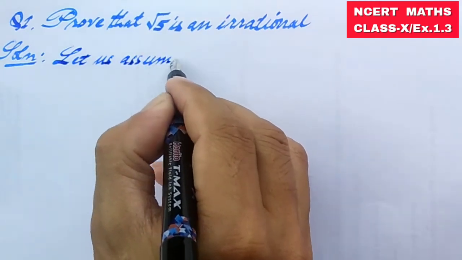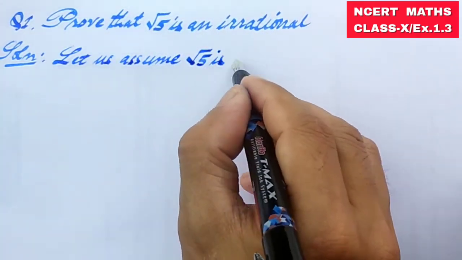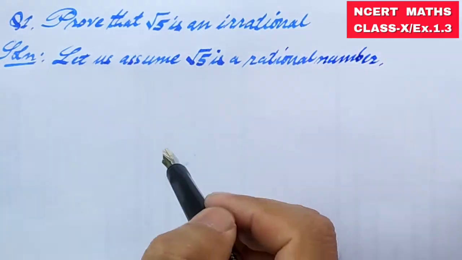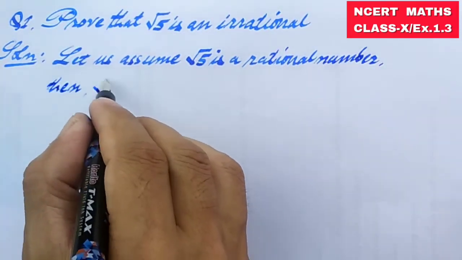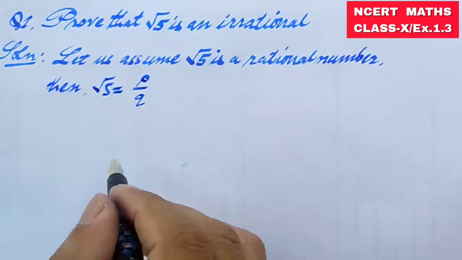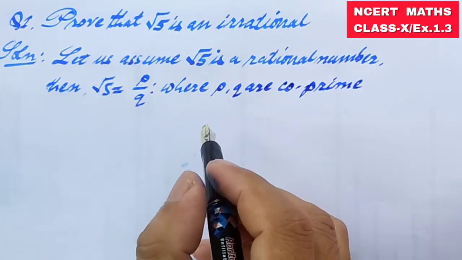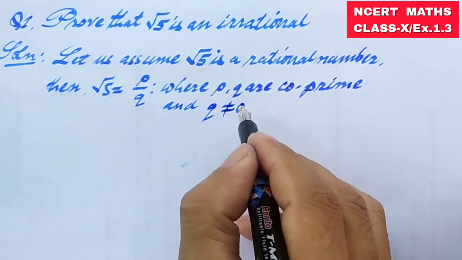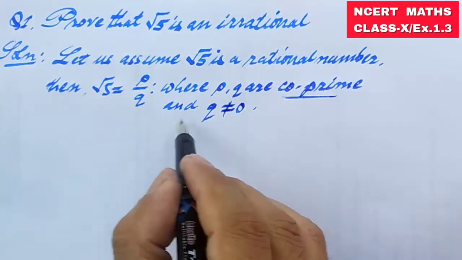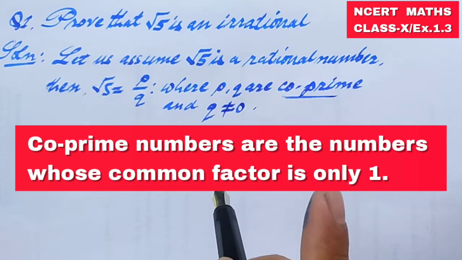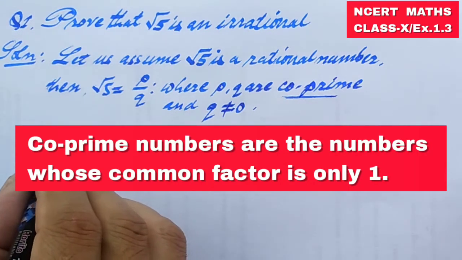Let us assume root 5 is a rational number. Then root 5 is equal to p by q, where p and q are co-prime and q is not equal to 0. So let us see what is co-prime. Co-prime means those numbers whose common factor is only 1.